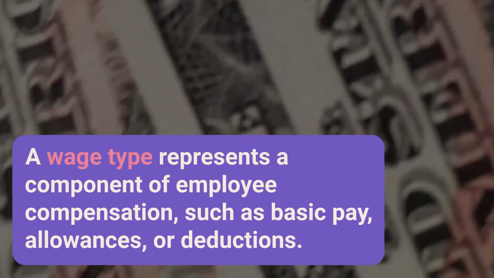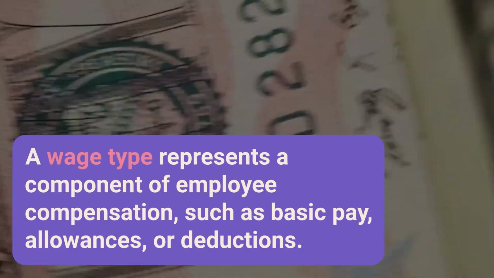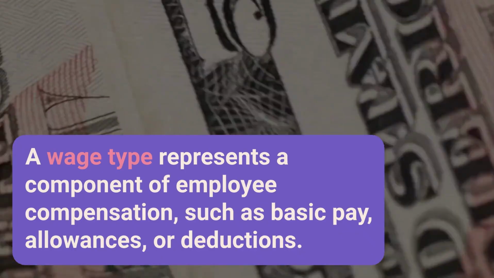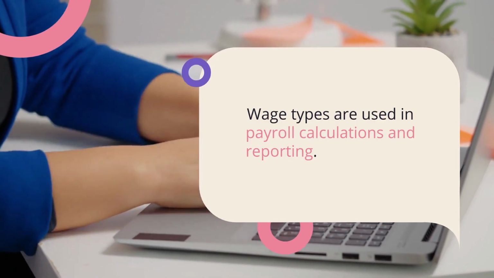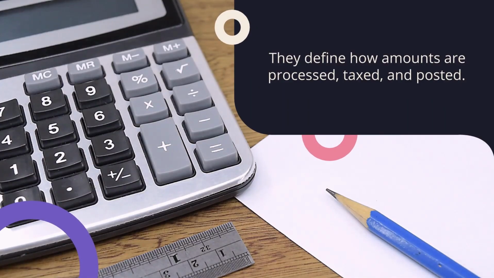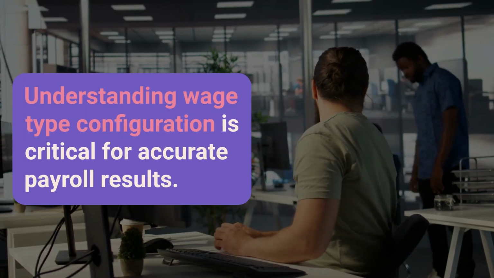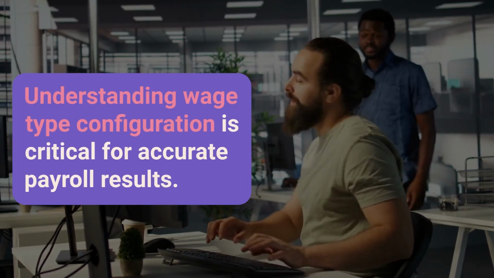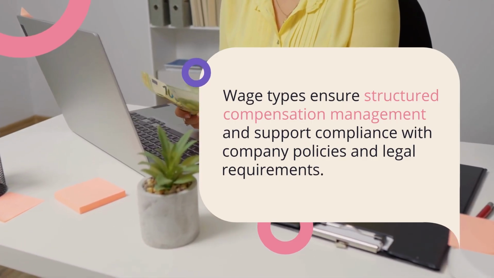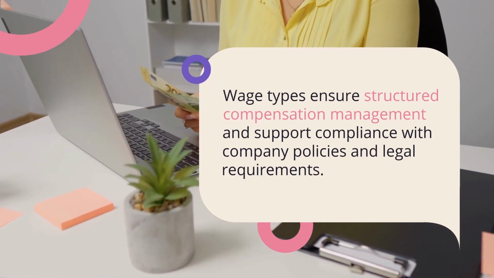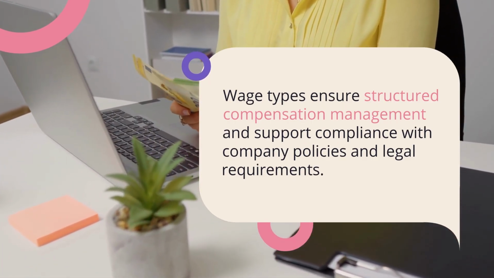A wage type represents a component of employee compensation, such as basic pay, allowances, or deductions. Wage types are used in payroll calculations and reporting. They define how amounts are processed, taxed, and posted. Understanding wage type configuration is critical for accurate payroll results. Wage types ensure structured compensation management and support compliance with company policies and legal requirements.